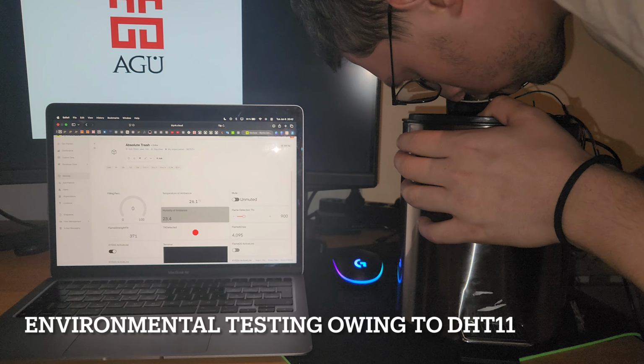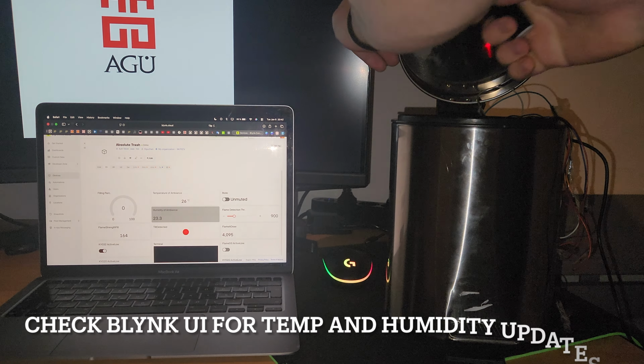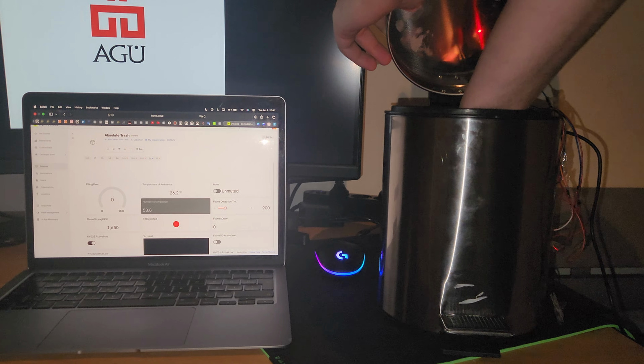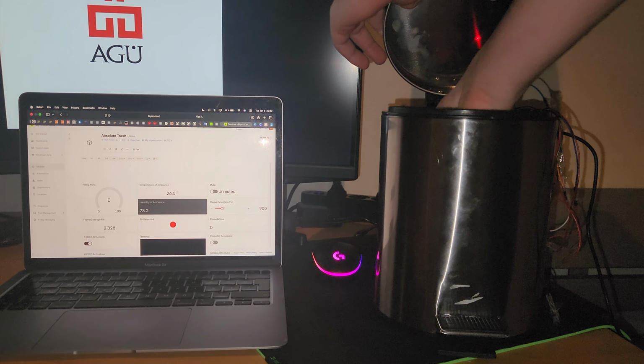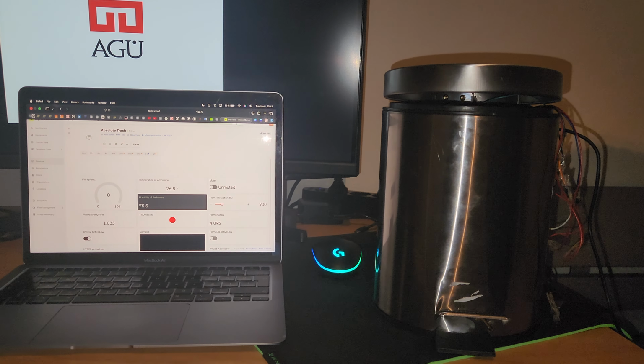Next, we will test the DHT11 temperature and humidity sensor. For the test case, the sensor will be gently heated using the lighter to observe the temperature response, and humidity will be increased by blowing air onto the sensor to evaluate its humidity detection performance.